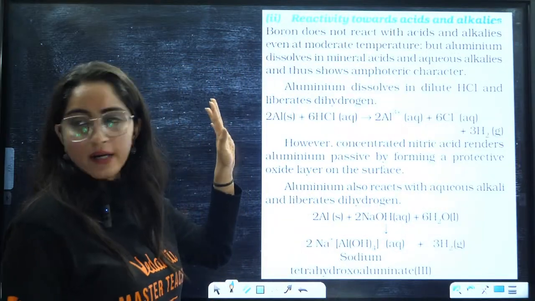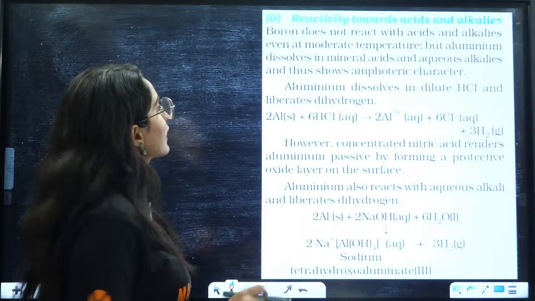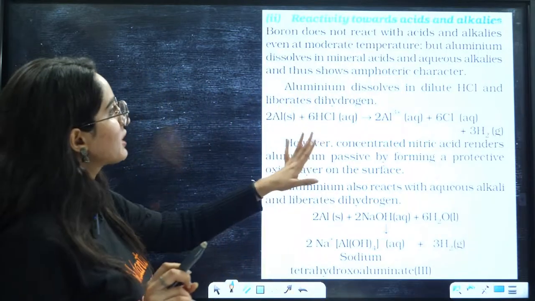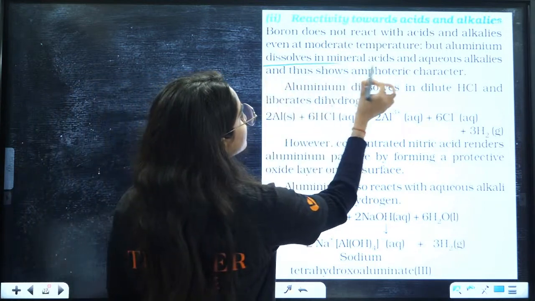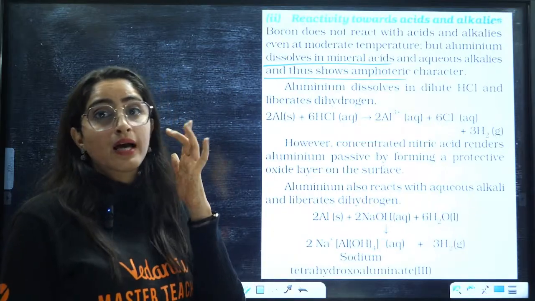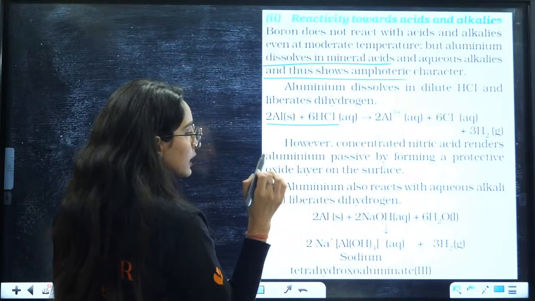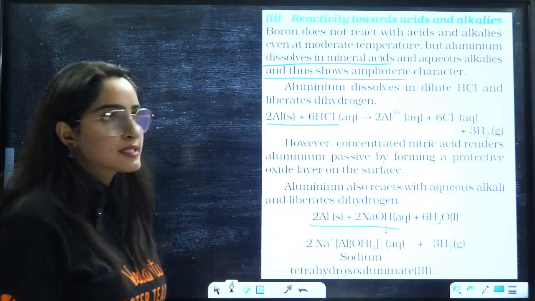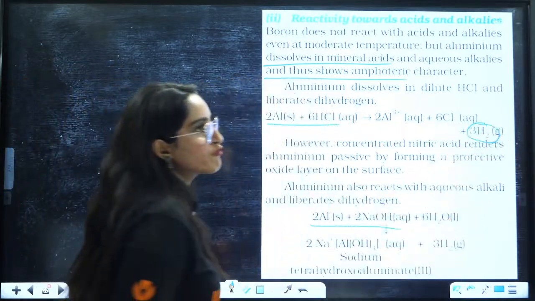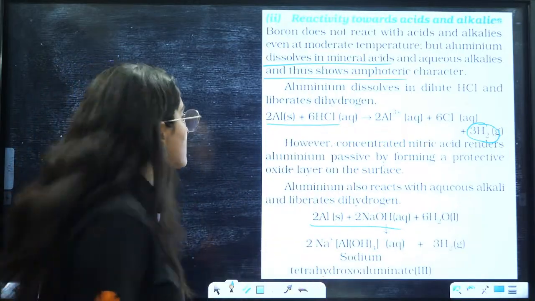reactivity towards acids. So now let us talk about the reactivity towards acids. Boron does not react with acids and alkalis even at moderate temperature, but aluminium dissolves in mineral acid and aqueous alkali, and thus shows amphoteric behaviour. Very, very important that aluminium is amphoteric in nature, right? With acids also it will react, with base also it can react, right? So aluminium dissolves in these and liberates hydrogen, which is a property of a metal. It is an amphoteric metal, because it is reacting with acid as well as base, right?